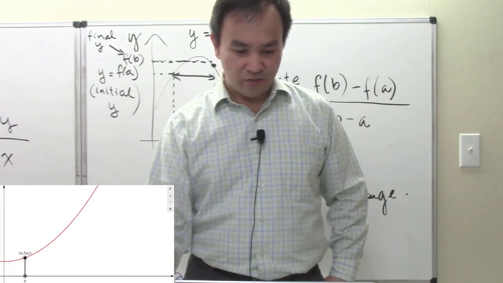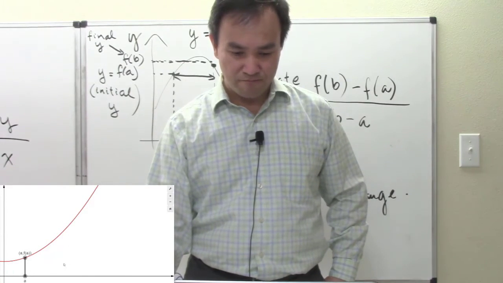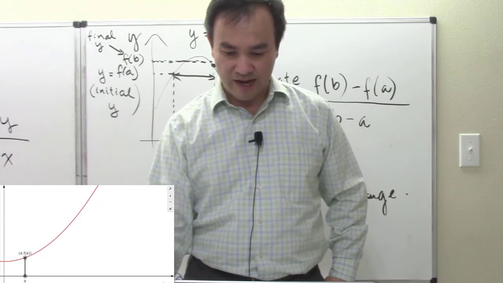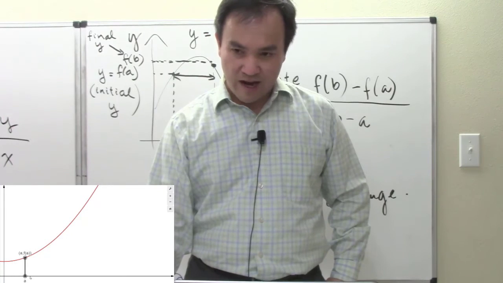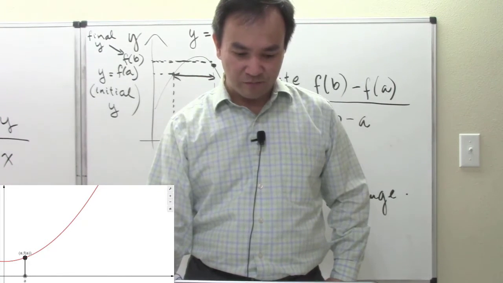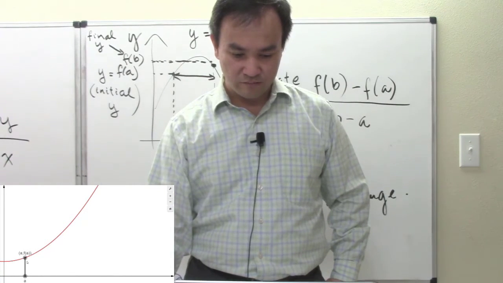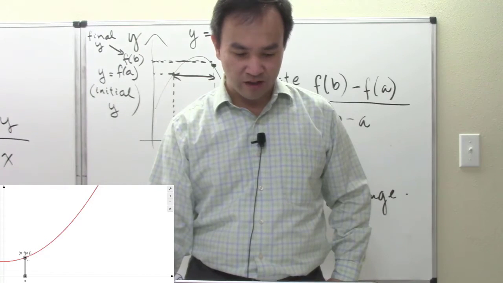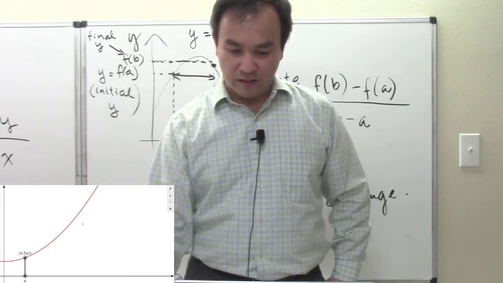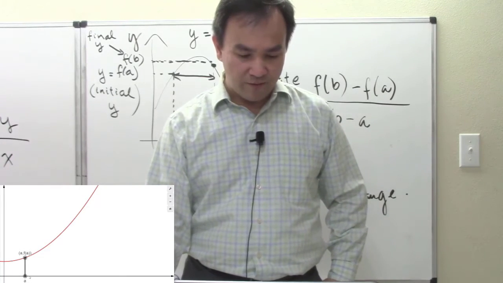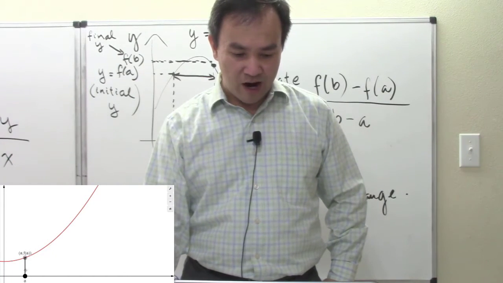Right here at my starting point, a on the x-axis, my x-axis is here, my y-axis is here. So a on the x-axis gives me some y value, f of a, and that's how I label it. This graph is showing some function f of x. So f of a is how high this is.